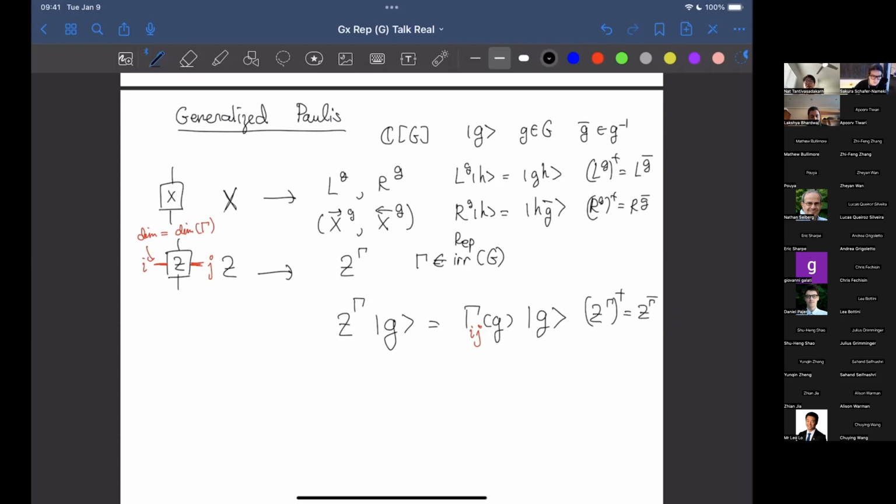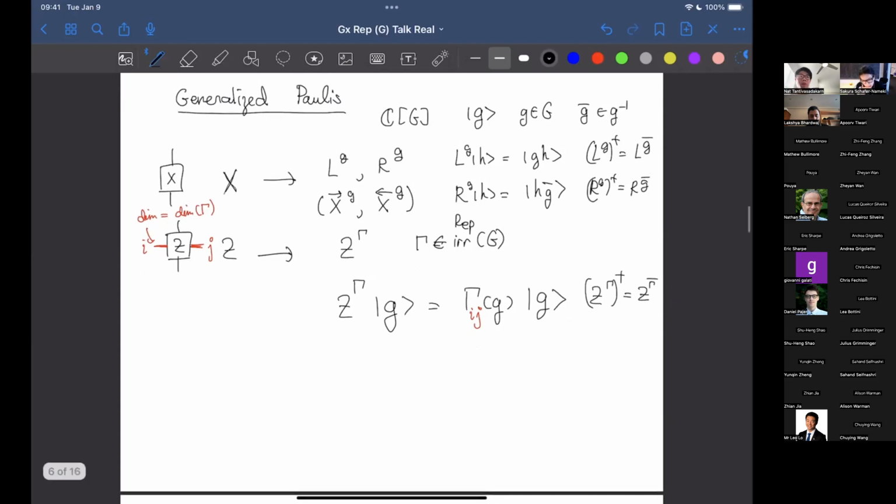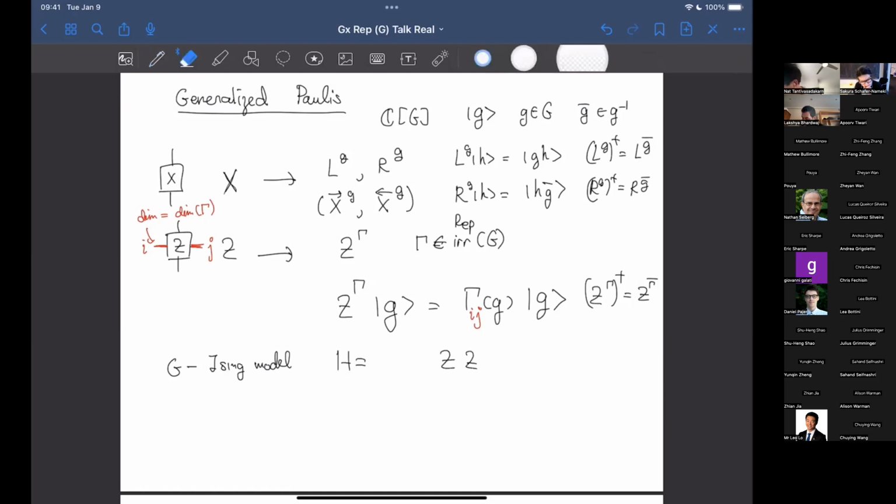So now that we have that, let me show how we can represent G symmetry and rep G symmetry in such a model. For example, X will be used to represent the G symmetry, and you can define some generalization of the Ising model which has G symmetry. Instead of having a ZZ term and an X term, we now have to sum over left multiplication, and we not only have to sum over all sites, but also over all group elements G.